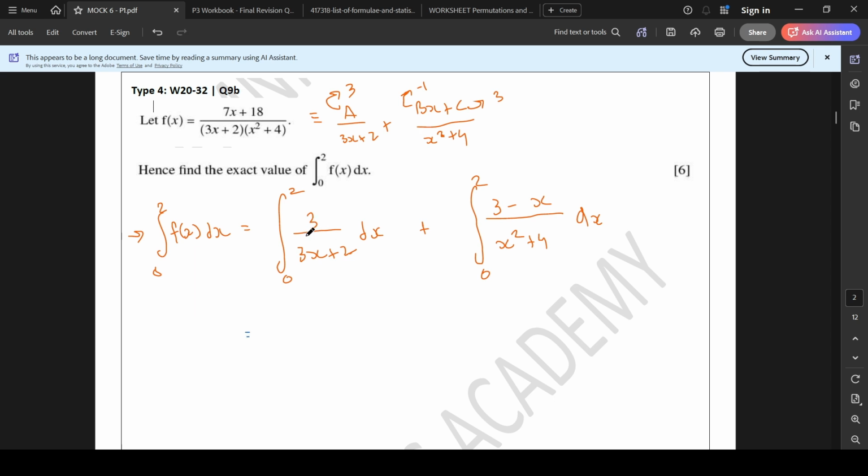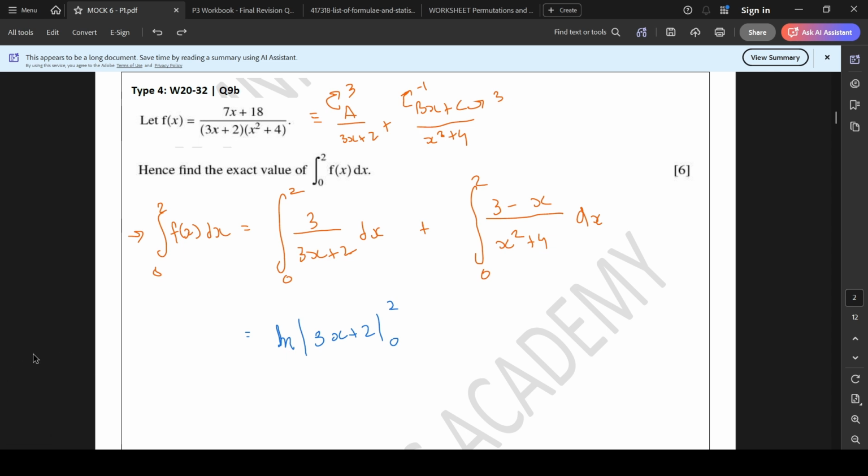So if I integrate this, it is in the format of f dash x over f of x. If I take the derivative of the bottom, it is going to become 3, and 3 is already present on the top. So this is ln of modulus of 3x plus 2, and the limits are from 0 to 2. What about this? Is it f dash x over f of x format? No. What if I break this fraction further into 3 over x square plus 4 and then minus x over x square plus 4?